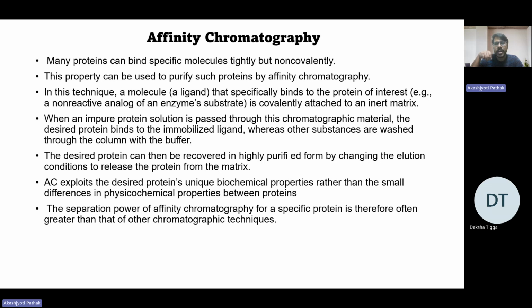And affinity chromatography, what will it do? It will separate proteins on the basis of their biochemical properties. So you can utilize the biochemical property. For example, if it is an antigen-antibody reaction, you want to purify an antigen, and you know that the antigen which you want to purify has an affinity for a particular antibody.